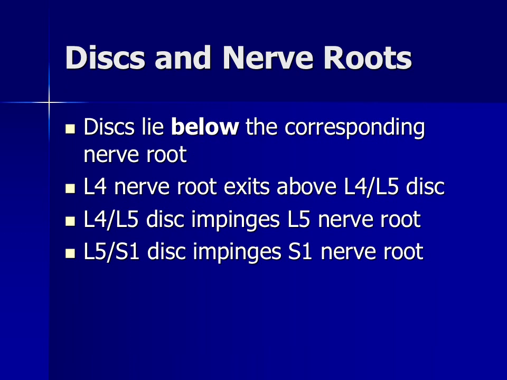A concept that's extremely important is the relationship of the nerve roots to the disc. Remember, discs lie below the corresponding nerve root. Therefore, an L4 nerve root exits above the L4-5 disc. Therefore, the L4-5 disc will actually be able to impinge on the L5 nerve root. Similarly, the L5-S1 disc would impinge on the segment lower, being the S1 nerve root. You're going to find that stenosis is a much different case.